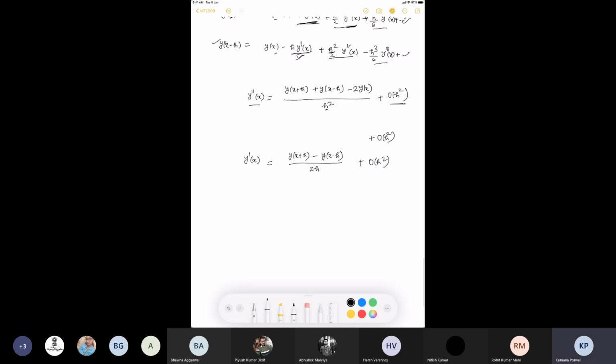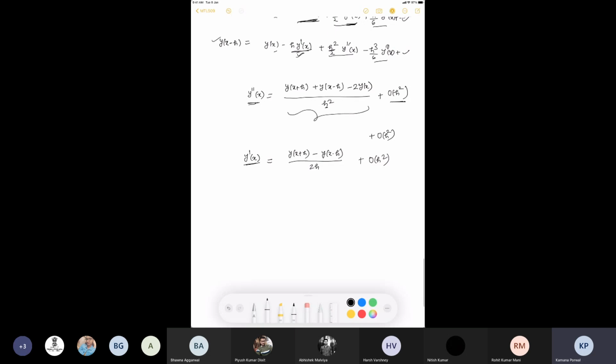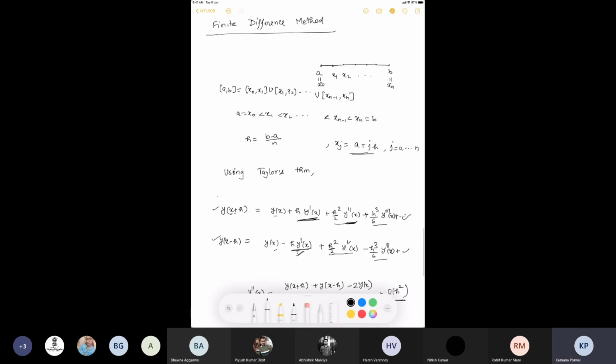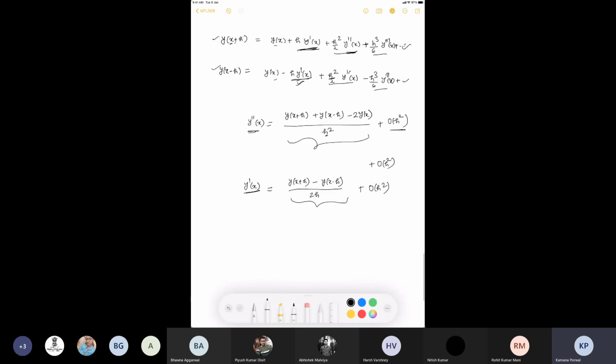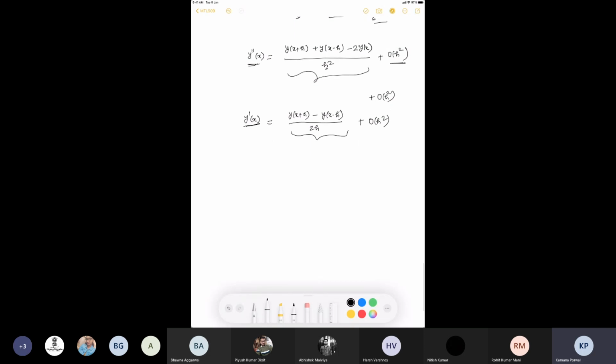So these are the approximations of y double prime and y prime we can use. That is, if I want the approximation of y double prime, I'll just take this factor, right? And if I want the approximation of y prime, I'll just take this factor, for taking out the error term. Now this I have to do for each of the xi's. So using this, I can find the approximation of y double prime and y prime at each of the xi's.